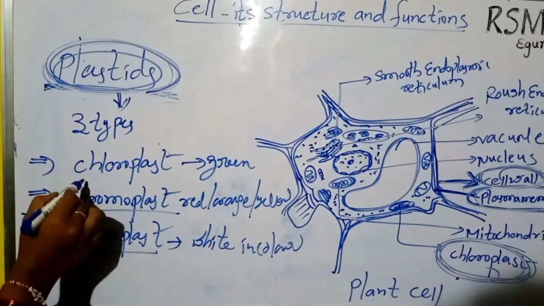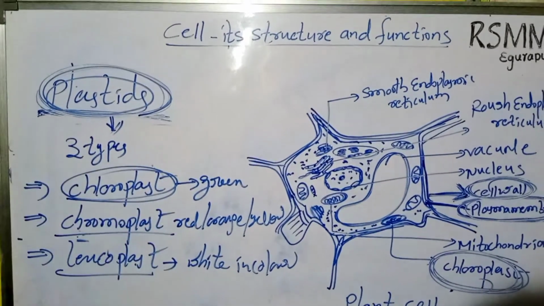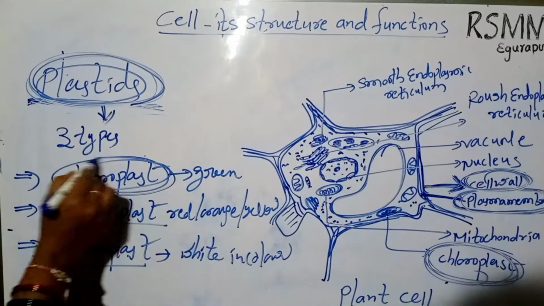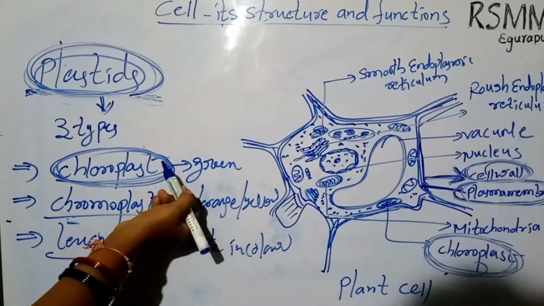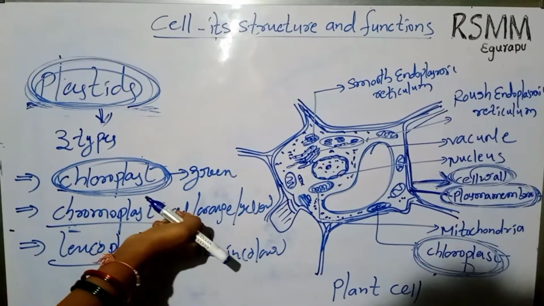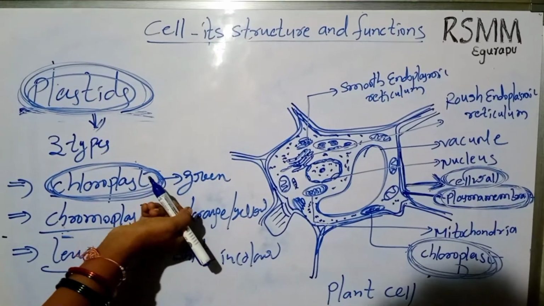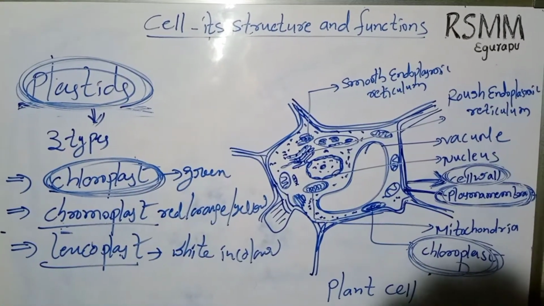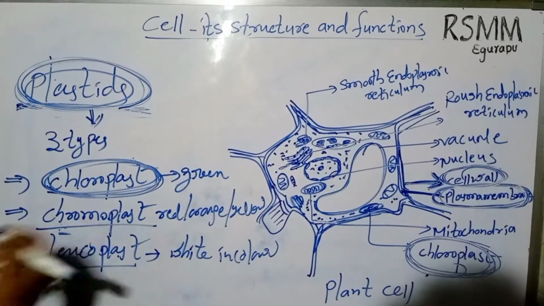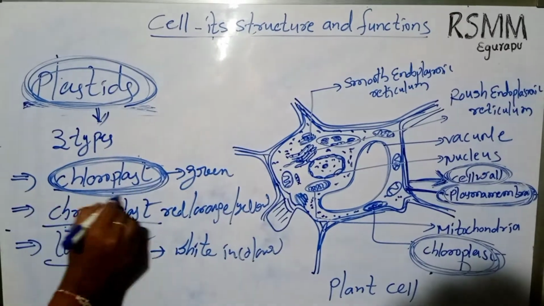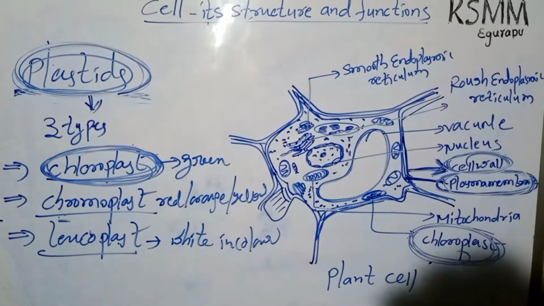Okay, first we are going to know about chloroplast. These are green in color. So these are in different shapes. If we observe this chloroplast in algae, we can observe the structure spirally coiled or rectangular structures. Normally chloroplasts are oval shape or disc shape.